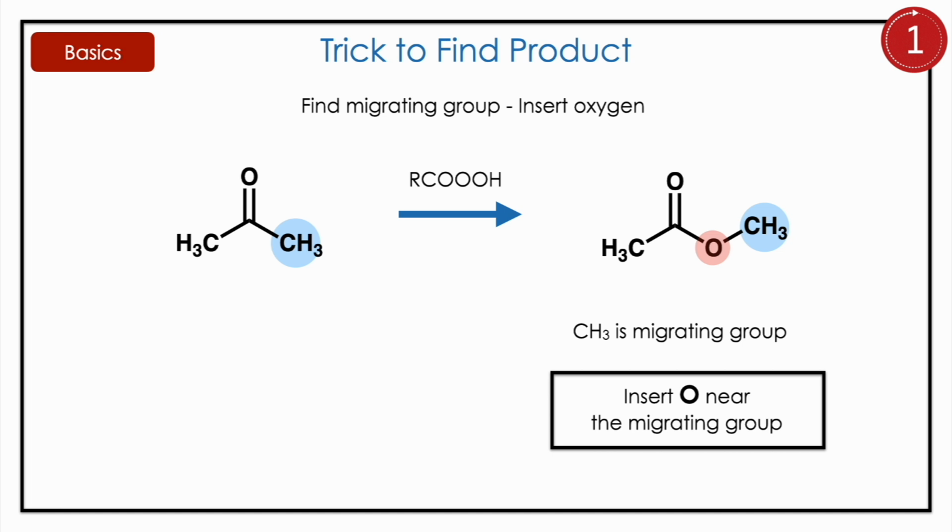The mechanism may be detailed, but writing the product is very easy. What you should do: the starting material is ketone. First, you should find the migrating group. Identify which group migrates. Next to the migrating group, just insert the oxygen. So the ketone is converted into ester by the insertion of oxygen. You just find the migrating group and insert the oxygen. That is the easy trick to find the product.